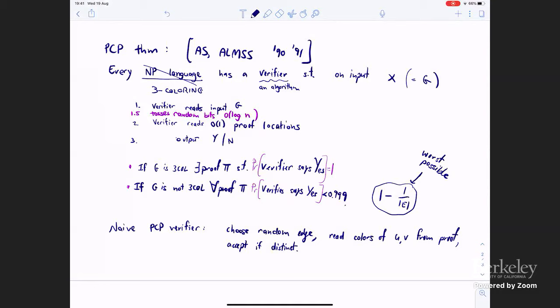It had many different consequences, but one thing was very shocking: a proof for three colorability, or for any other NP problem, can be verified by reading only a constant number of bits. That is very counterintuitive, so this was one incredible aspect. Another aspect is that this is very much related to hardness of approximation, which is what I want to describe now.